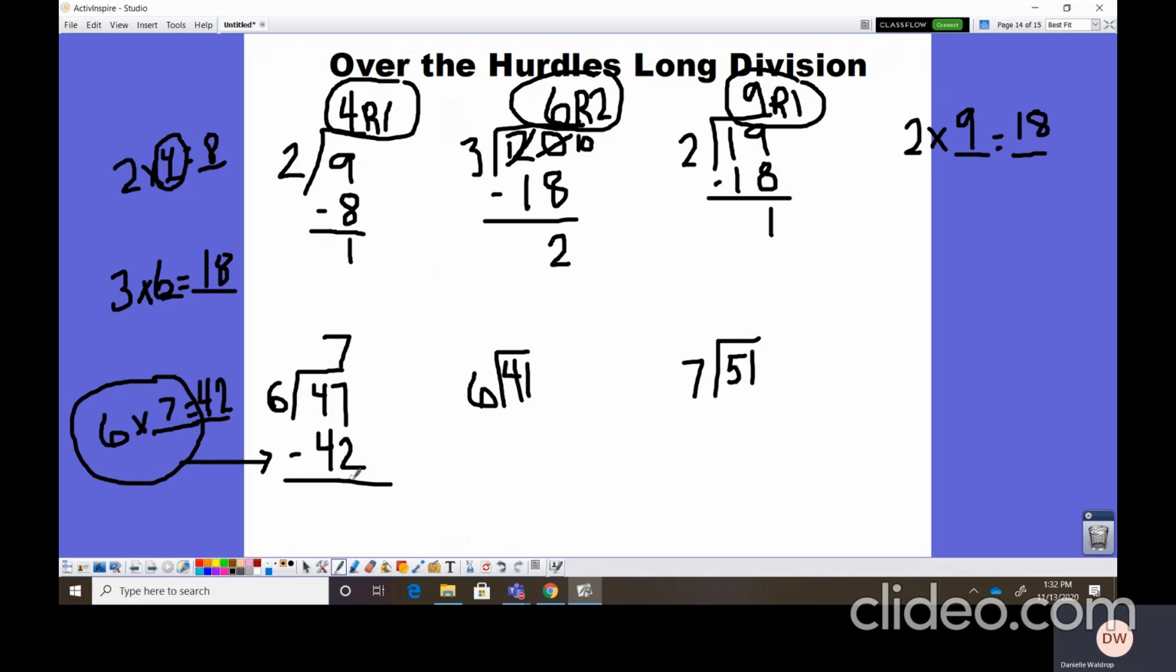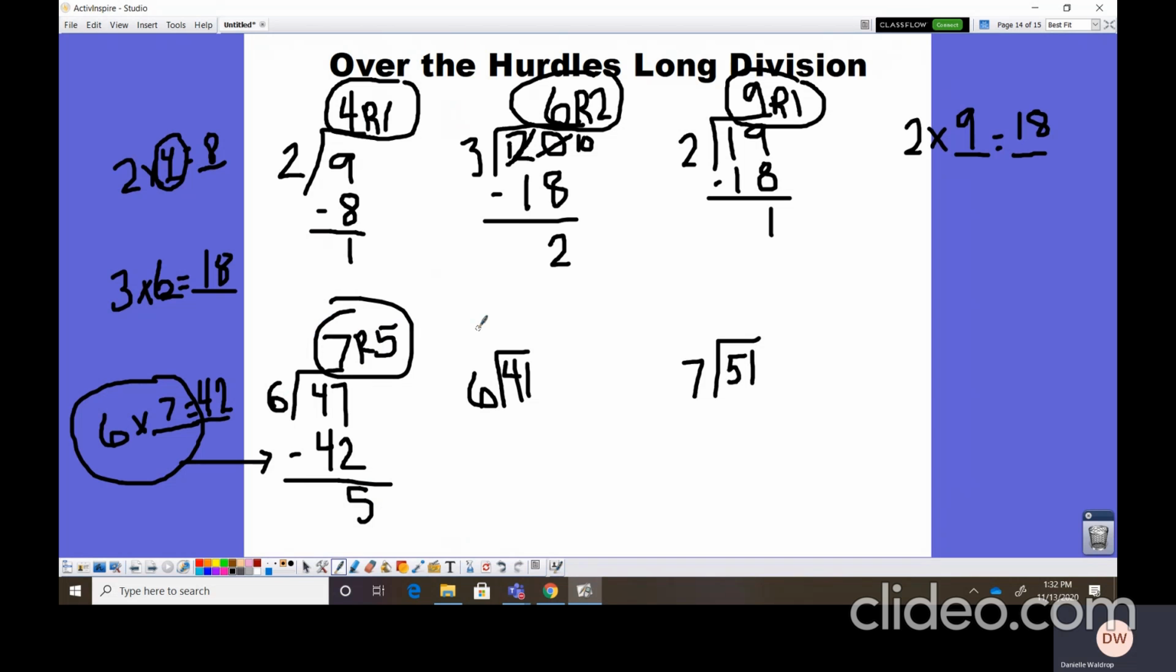Let's subtract. 7 minus 2 is 5. 4 minus 4, of course, is 0. This number is bigger than this number. You know you're done when you can no longer put this number into this number. It's too big. 6 won't go into 5. So that's my remainder. 7 remainder 5. Okay. Of course, if I get going too fast, pause the video to get caught up too.